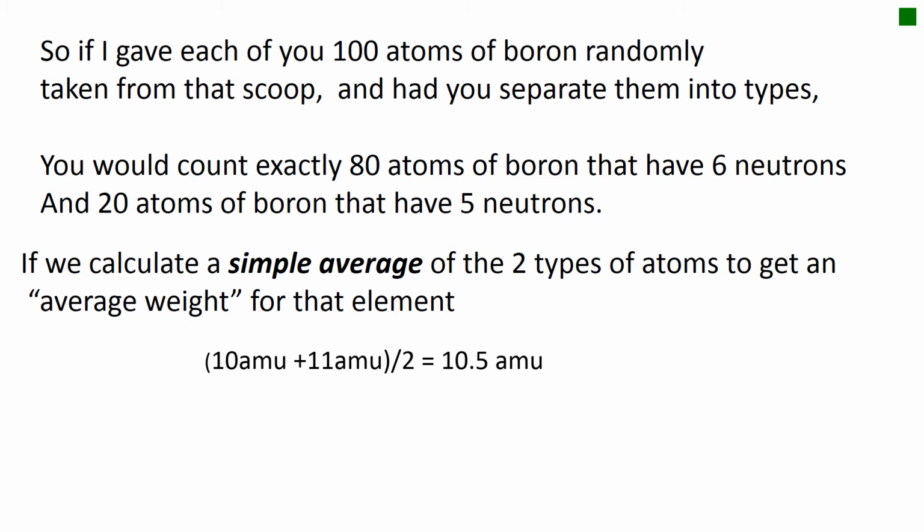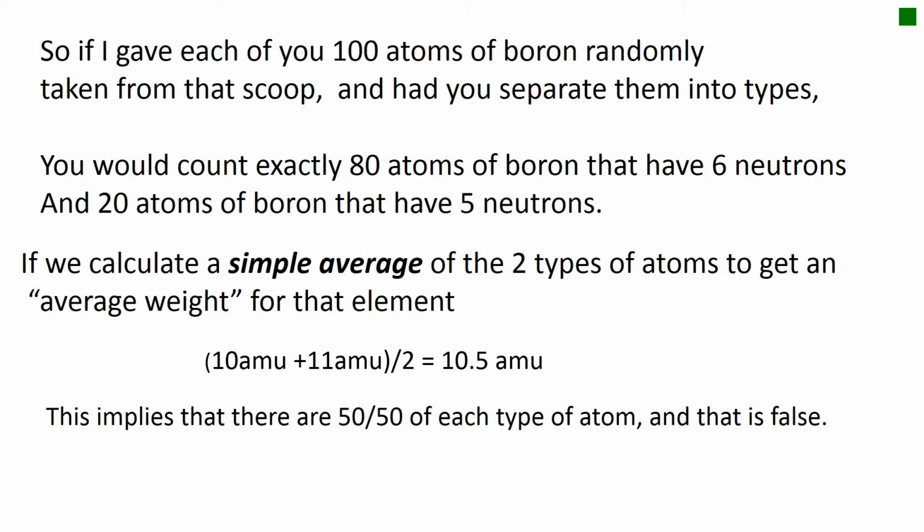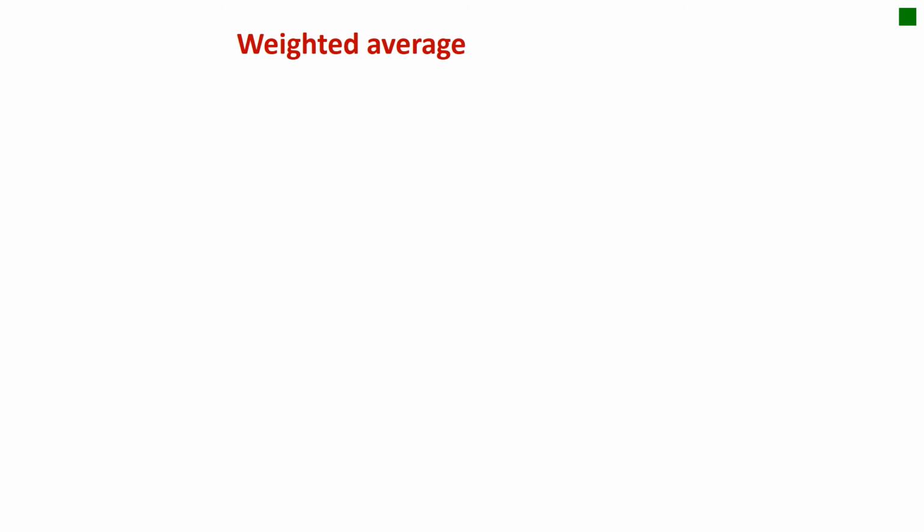But we saw in the periodic table that the weight of boron was actually, what was it, Stephanie, 10.81. And so we know that taking a simple average would be incorrect, because this would imply that there are 50-50 of each type of atom, and we know now that that's false. So scientists never do anything the easy way. Scientists like to do things the correct way. Sometimes that's a little harder. So what we're going to look at is what scientists call a weighted average.